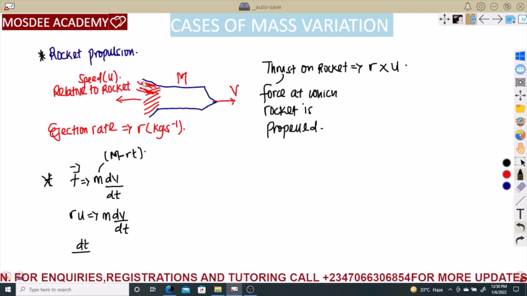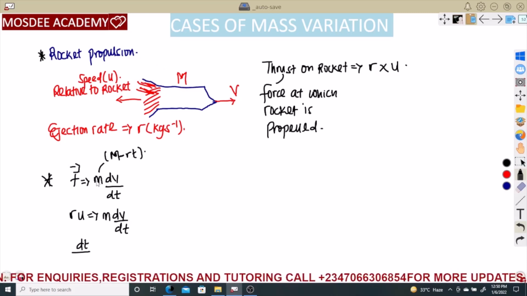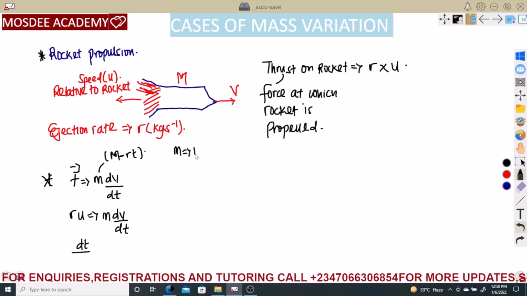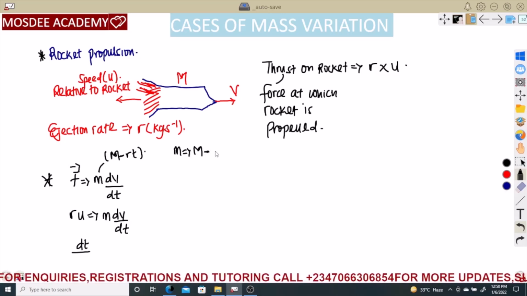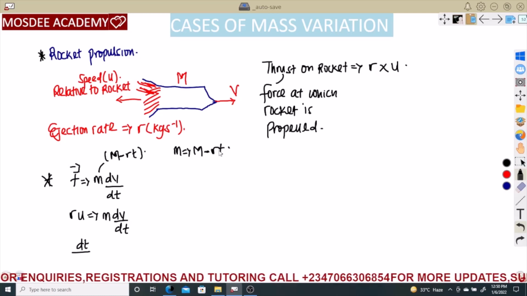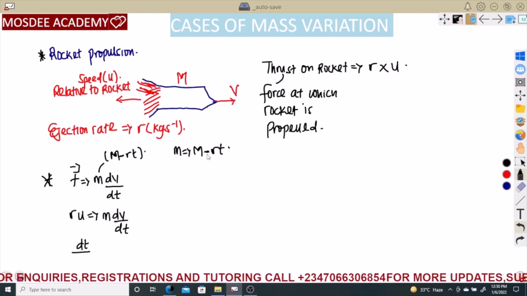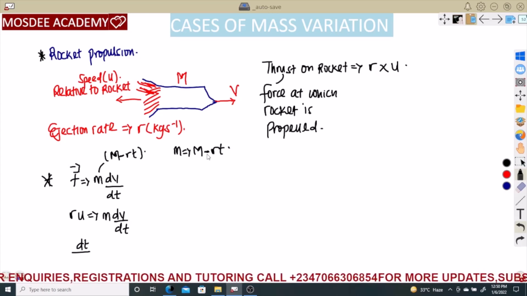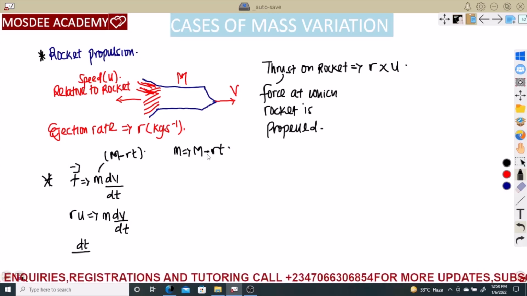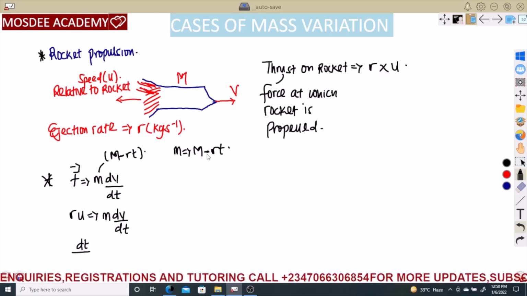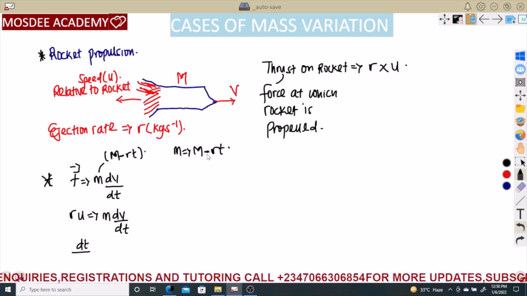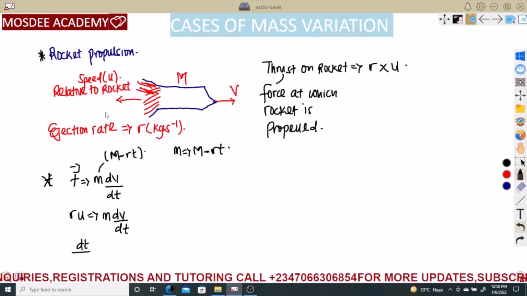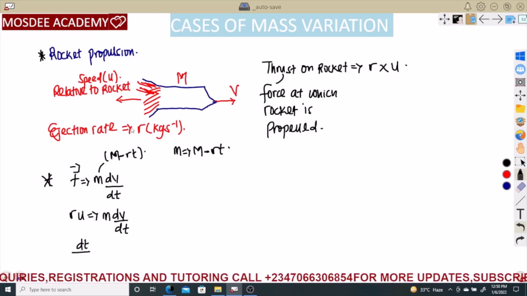So this small letter m is now given as, you can always keep in mind, the mass of the rocket minus the thrust on the rocket. That is the mass at which the rocket will move, while ejecting. That is the small letter m. So it's always capital letter M minus rt. So don't forget that formula also is very, very important.